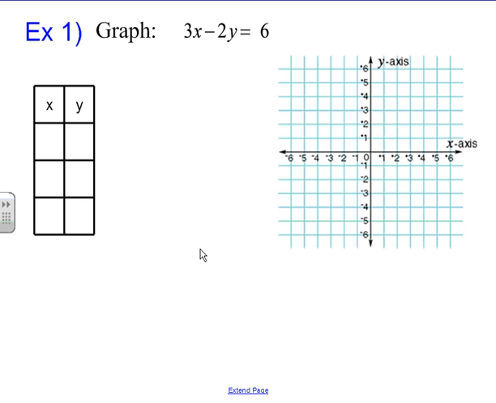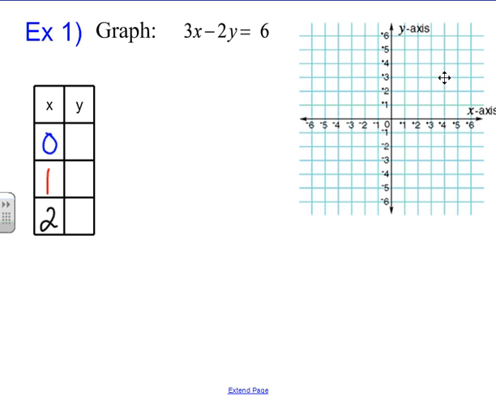So for example 1, we're going to graph 3x minus 2y equals 6. When we graph and we use a table of values, you want to make sure that you use 3 simple numbers for x. And I'm going to put them in colors here so it will be easier for you to see my work. We're going to use the numbers 0, 1, and 2. Those are always the numbers we're going to use no matter what. And the reason is that since they're the simplest numbers, that will help us to plug in and see what's going on.